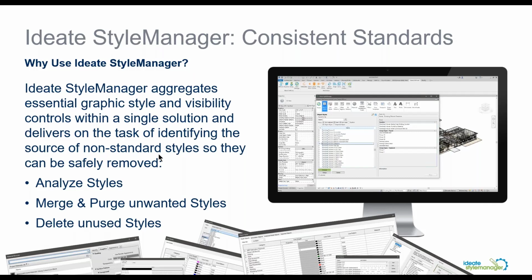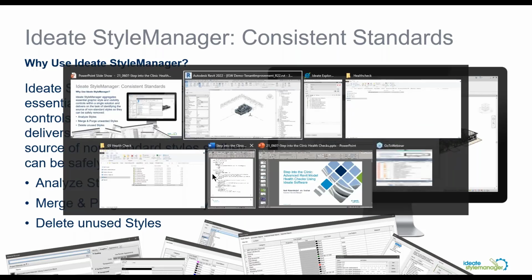Style Manager does a deep analysis of multiple categories in your project, like object style subcategories, line styles, line patterns, filled regions and fill patterns themselves, and materials and text and fonts. It does a deep analysis to determine where they're being used and if they're being used. And if they're being used but they're not the style you want, can I merge that with a style that I want, and can I do it safely? The answer is absolutely, and that's where Style Manager comes in handy.